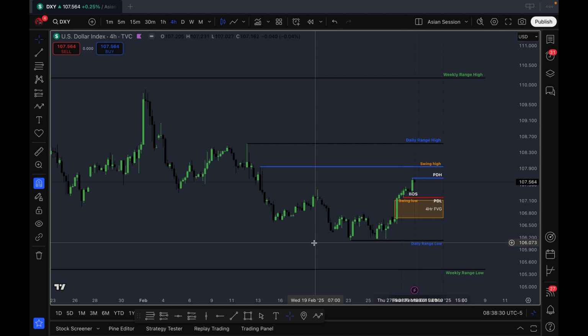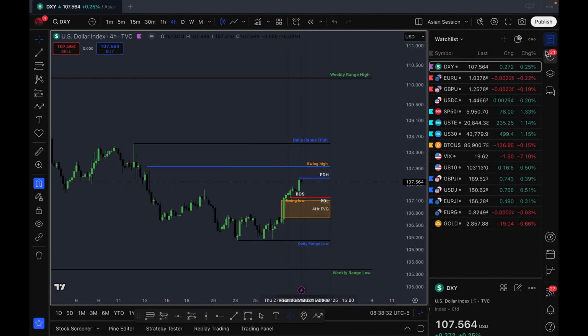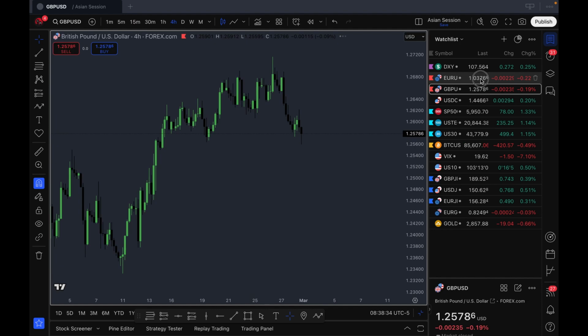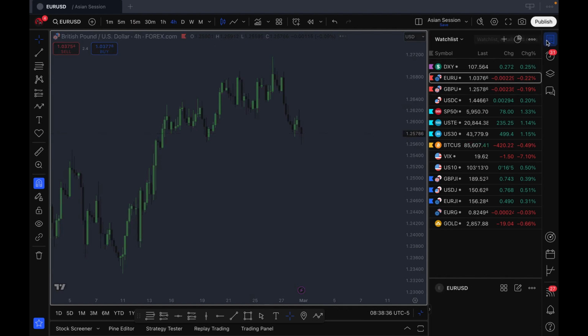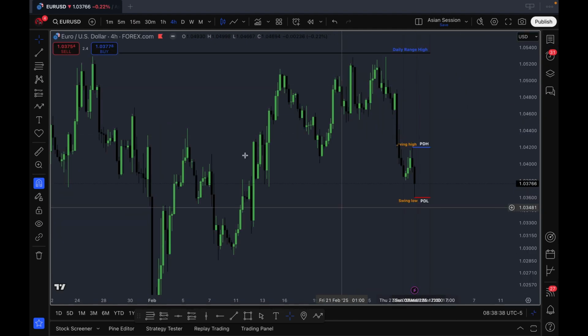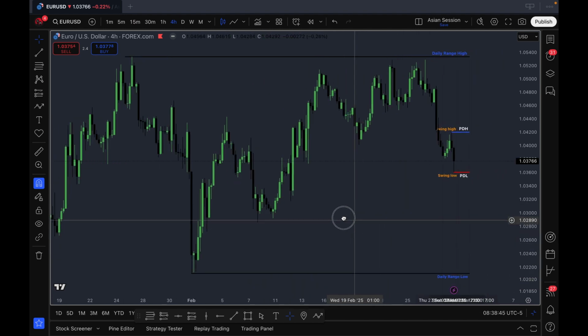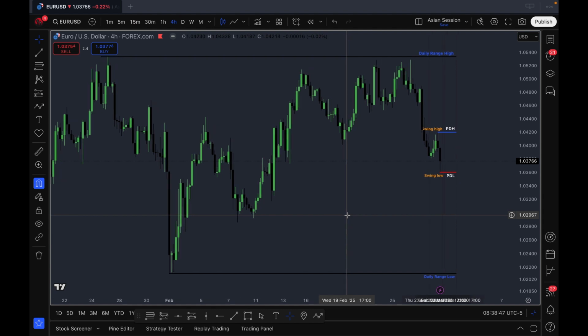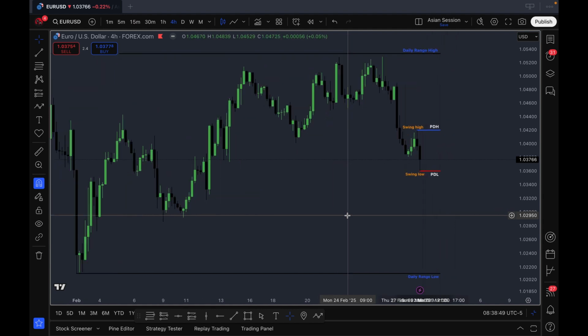Alright, now let's go on to the main man. The main man. Euro US dollar. This is the Euro US dollar chart. Right, so the Euro US dollar, this is a 4-hour time frame, by the way.